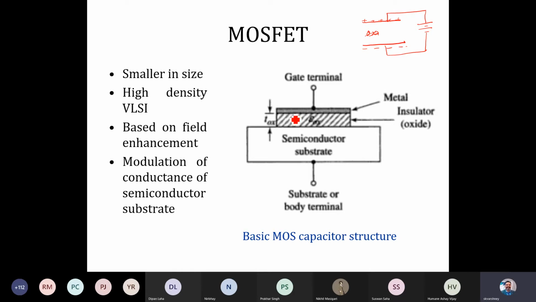It has a structure in such a way that we get a semiconductor substrate, which can be either p type or n type.